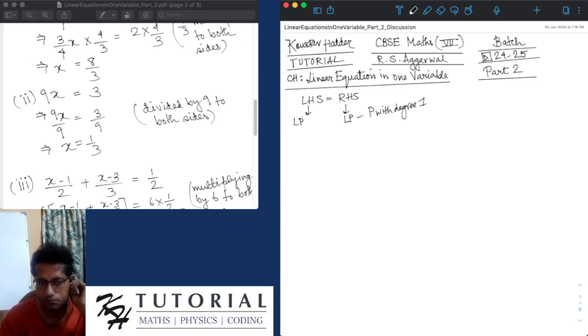Now we can divide both the LHS and RHS by 9, and we get 9x by 9 equals 3 by 9, which implies x equals 1 by 3.